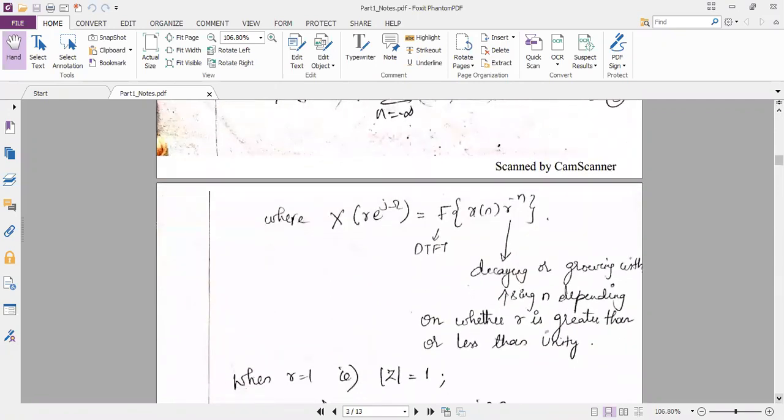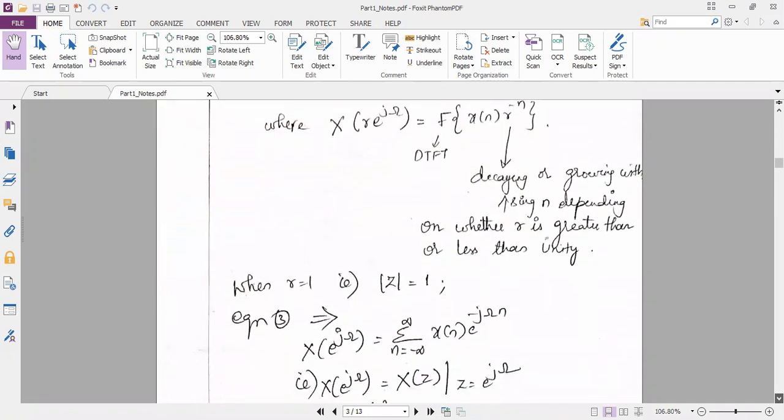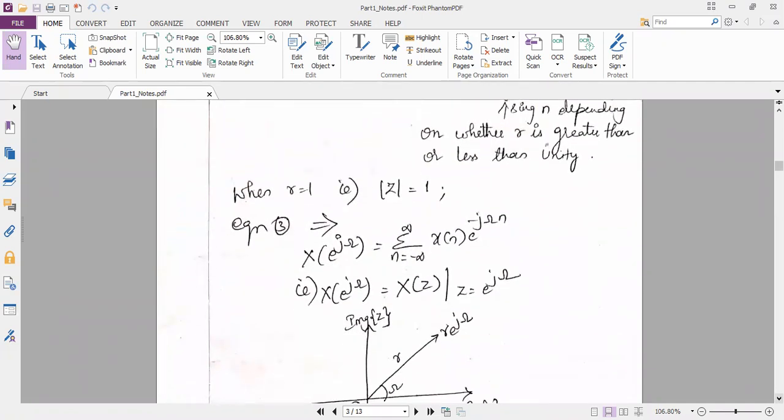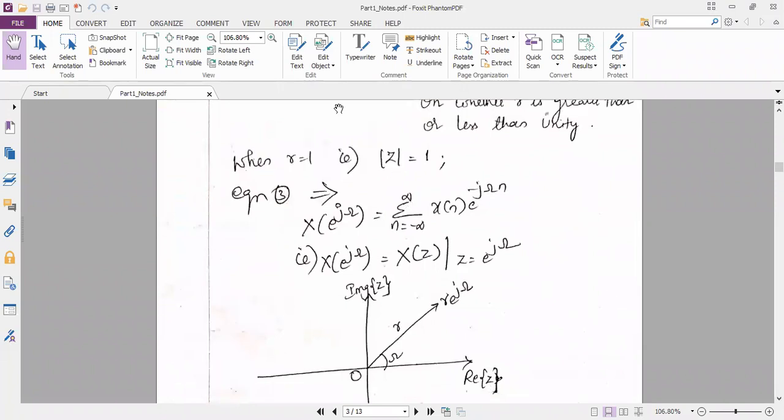I have assumed R is equal to 1. Am I right? R is equal to 1. Then I got my equation 3 like this. Yes or no? Yes, ma'am.